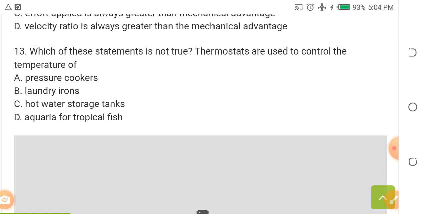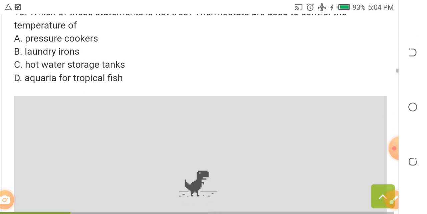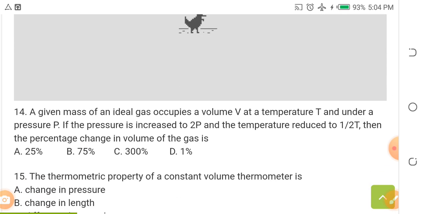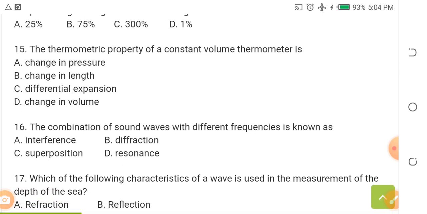Question 13. Which of these statements is not true? Not true. The answer: thermostats are used to control the temperature of hot water storage tanks. That is the right answer. Thermostats can be used to control pressure cookers, laundry irons, aquaria for tropical fish, but it cannot be used to control hot water storage tanks. So that's why the answer is C. Are you with me?